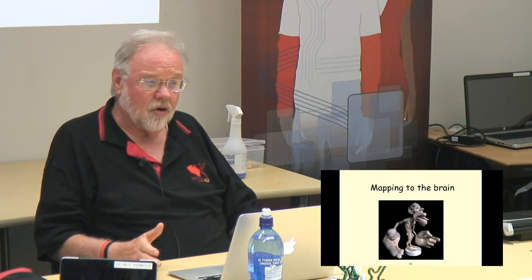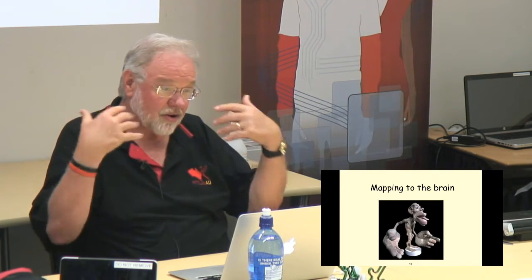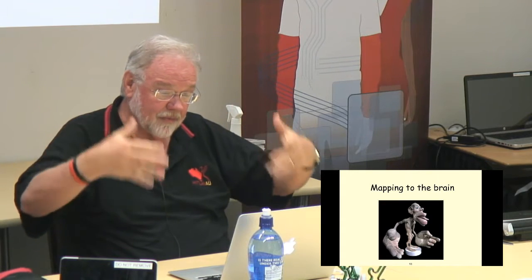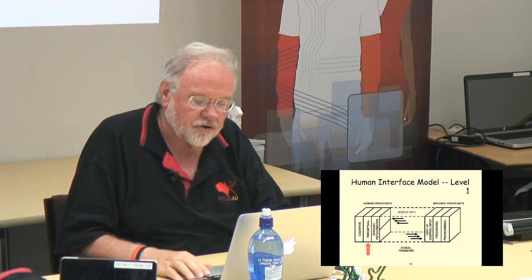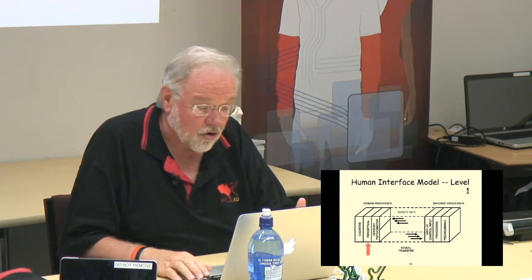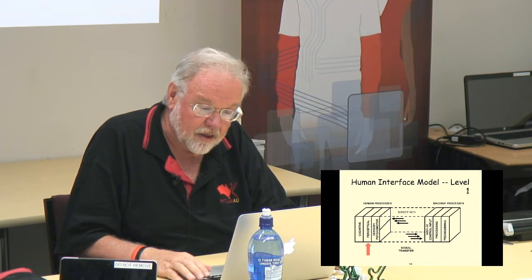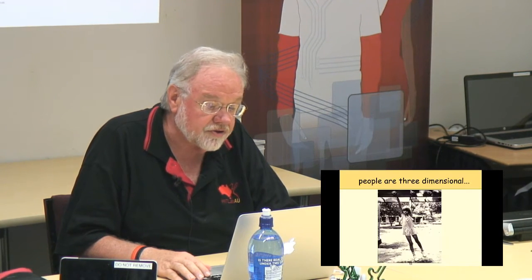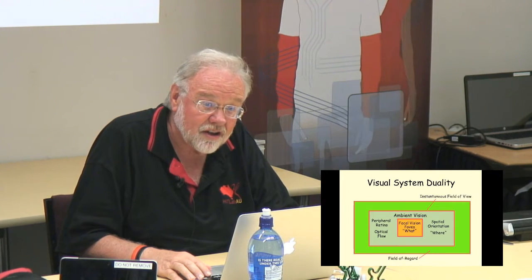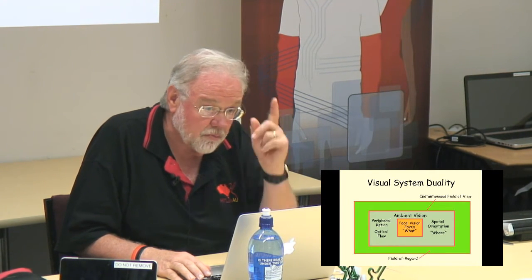Okay, remember we talked about the mapping of all the nerve endings in the sensory end organs up to the brain and how that's mapped. We talked about perceptual organization, how this is put together so that we're three-dimensional. We have this duality in our visual system. Just a little more on that, by the way.